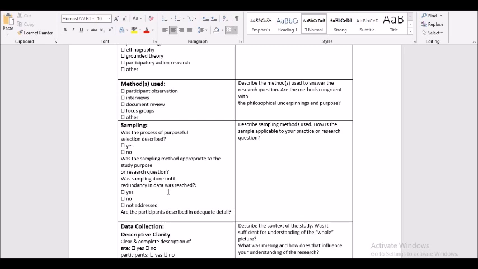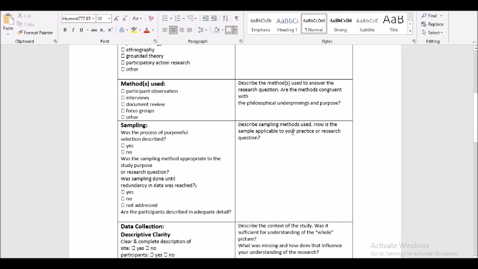So anyway, let me come back to here, and here you will see that yes, no, or not addressed can be mentioned. Are the participants described in adequate detail? This is also all these things. So now you understand when the question of reporting comes in, you need to know whether these things have been taken care of, and that is the reason why I'm trying to come up with this particular video, so that we know what we are doing.